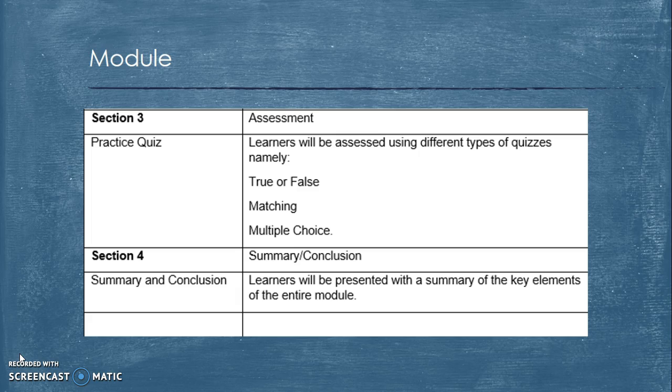And then there will be a summary and conclusion. In the summary and conclusion, they're going to learn about the key elements of the entire module. So basically, that is what is going to happen in this module. So they're going to have 4 main sections.